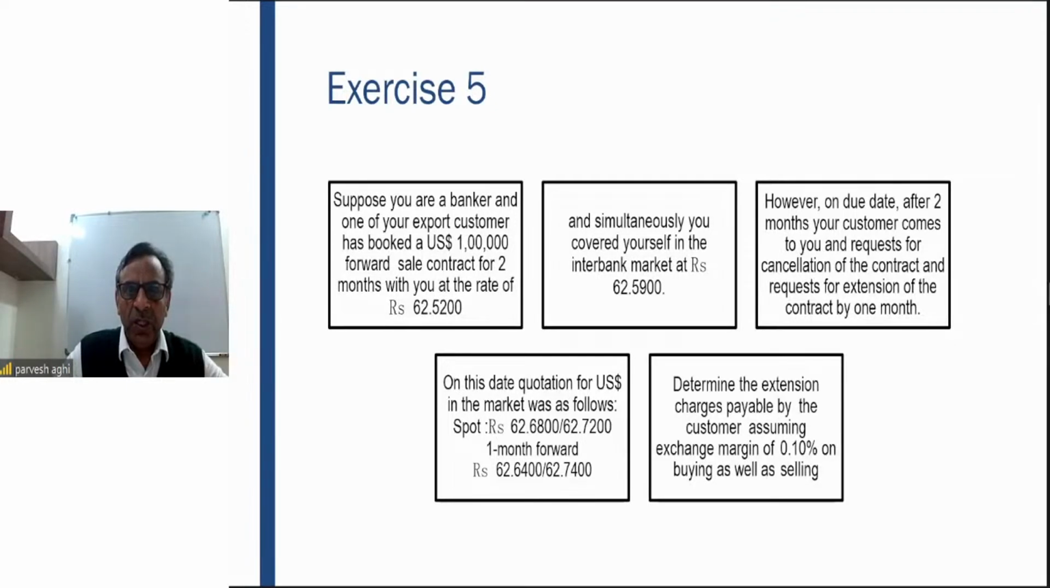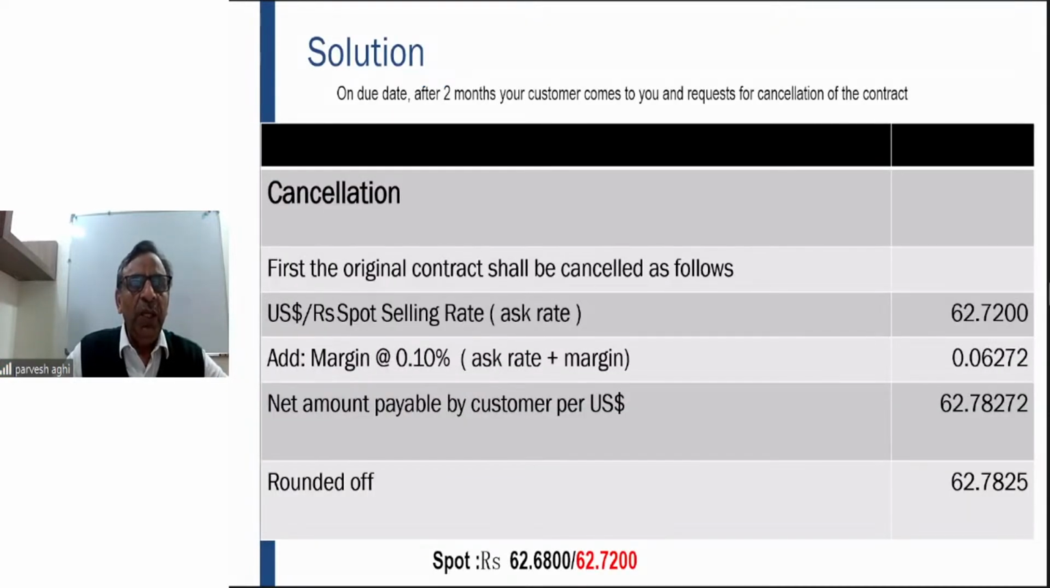So determine the extension charges payable by the customer, assuming the exchange margin is 0.10% on buying as well as selling. First, on the due date after 2 months, your customer requests cancellation. Since you have earlier sold dollars, now you are going to buy them. First, the original contract shall be cancelled as follows. The US dollar spot selling rate is given to you, which is 62.72, and this is the buying rate.